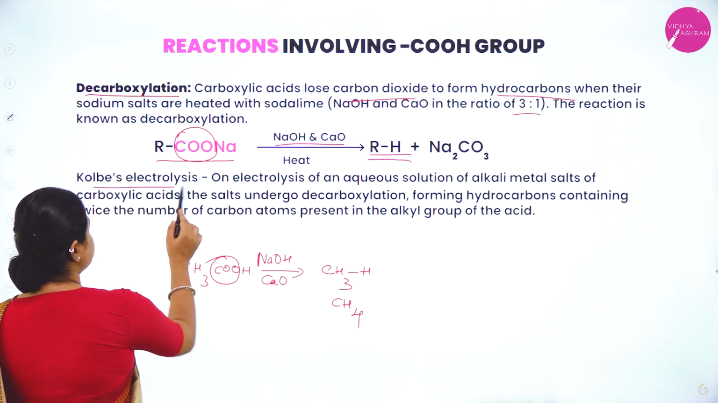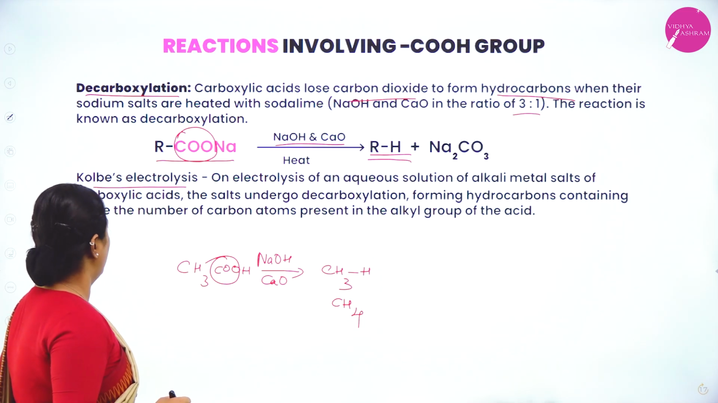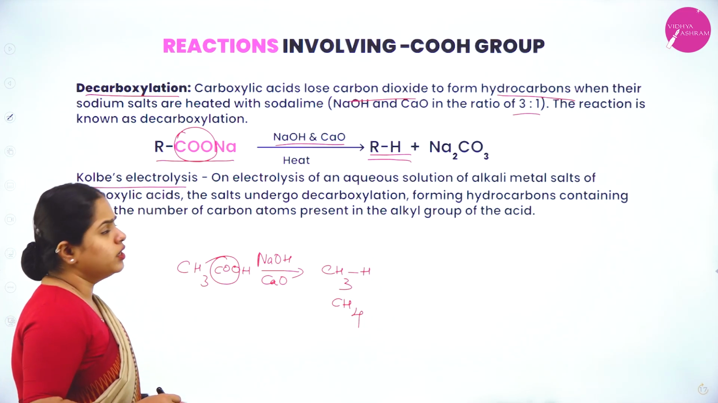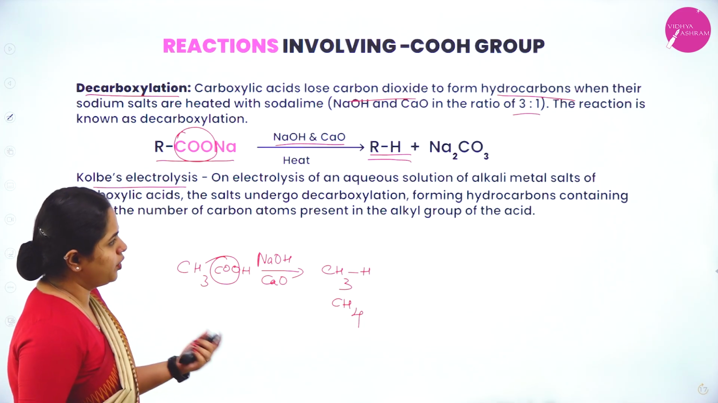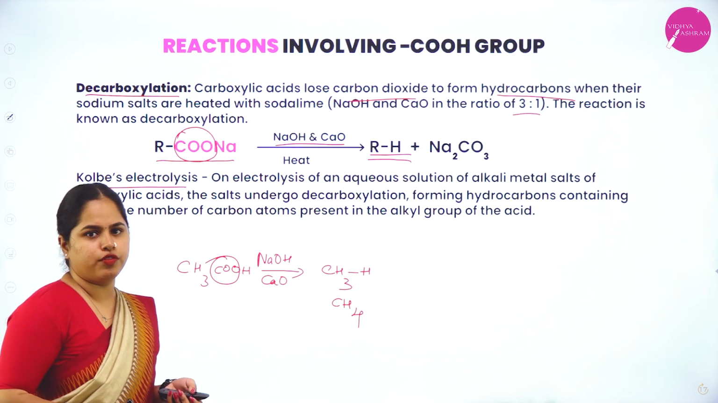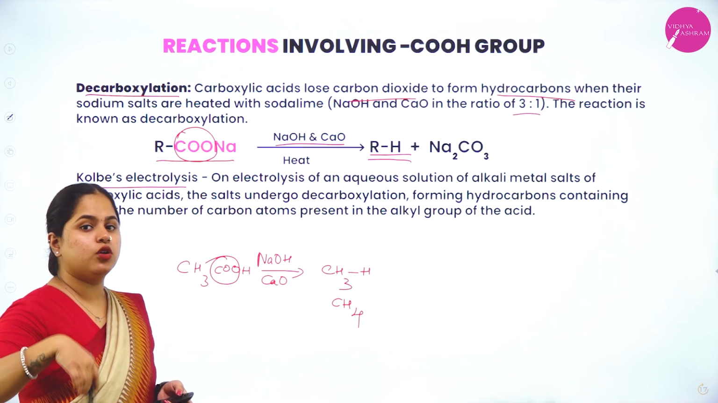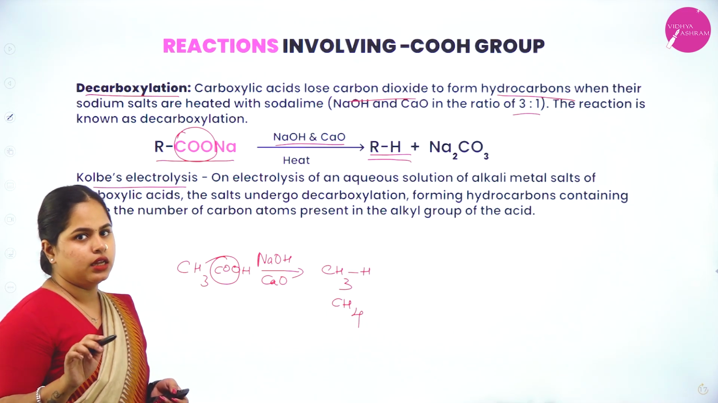Now the next one is Kolb's electrolysis. On electrolysis of an aqueous solution of alkali metal salts of carboxylic acid, salts undergo decarboxylation, forming hydrocarbons containing twice the number of carbon atoms present in the alkyl group of the acid. So this is also another method in which you can get a hydrocarbon having twice the number of carbon atoms present in the carboxyl group.